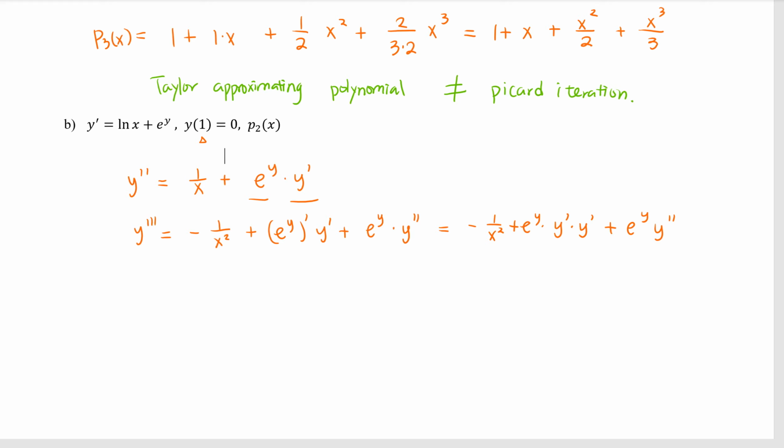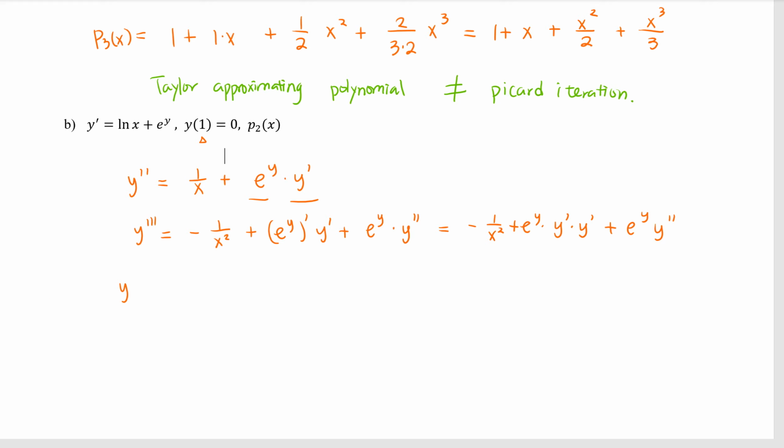Oh! I just realized we only need to find P2 instead of P3. But it's okay. After you get, let's say, P3, P2 is just the first 3 terms of it. Just ignore the last term, then you can get it. Let's find P3. So far, so good? Okay. Let's start.